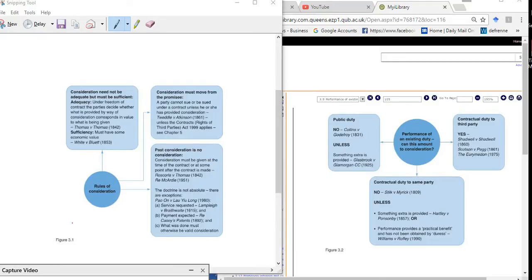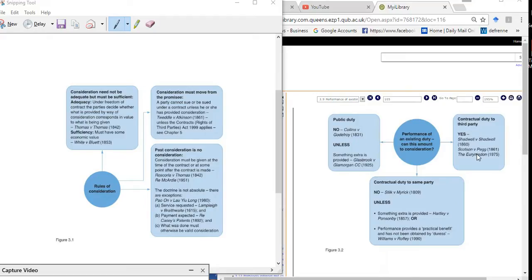Now, just looking up here, one of the things you'll learn in seminars and lectures for consideration is about performance of a public duty. We don't have time to cover that. It looks at going above and beyond the statutory duty that you have. If you do that, then an agreement to change something is supported by consideration.